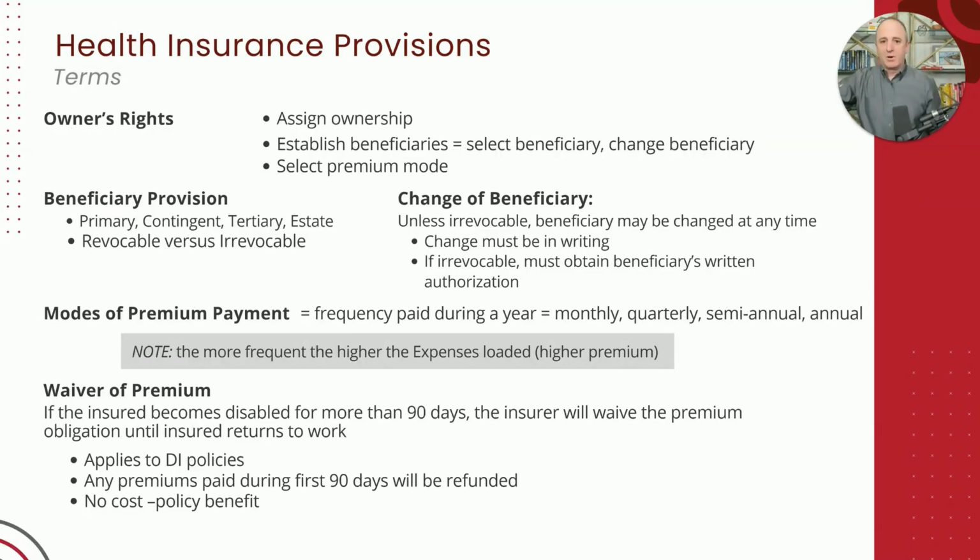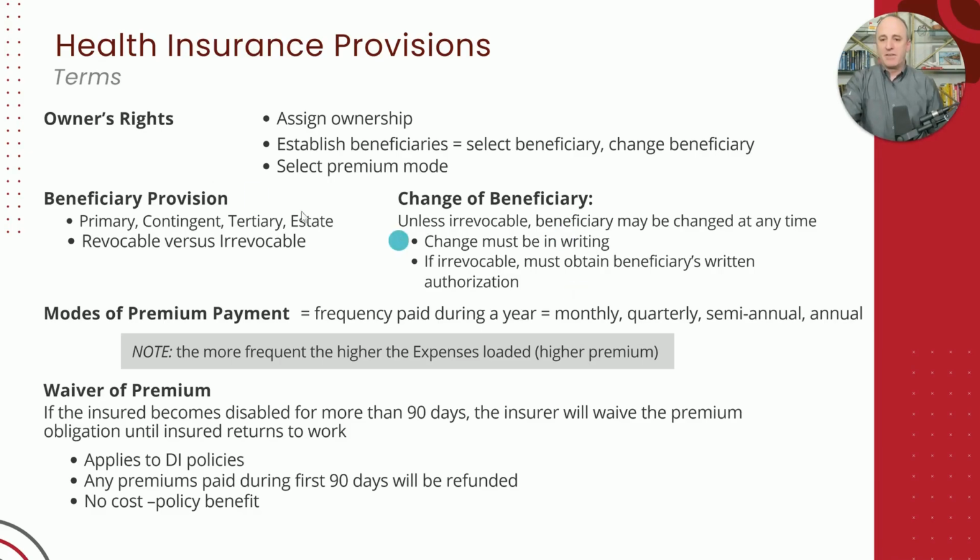All right, so what the owner can do is assign rights, assign ownership. If, let's say, I have a policy for my kids, I can assign ownership to them. As the owner, I choose who the beneficiary is, and I select how the premium is paid, whether it's going to be monthly, quarterly, semi-annual, or annual.